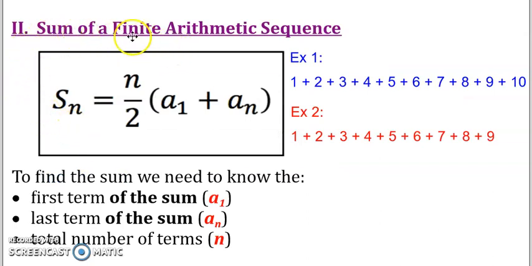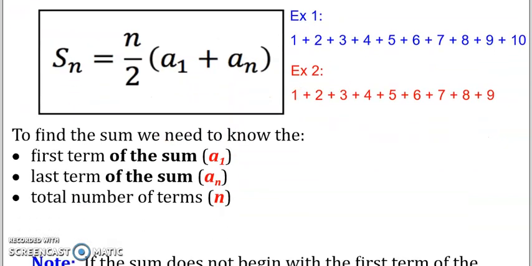So the sum of a finite arithmetic sequence. I guess we could call this a series, couldn't we? The sum of the first however many terms is going to be the number of terms divided by 2, chopping the number of terms in half, times the first term in your list plus the last term in your list. So the first term is a sub 1, the last term is a sub n, and however many terms that is represents n. So if I wanted the sum of 12 terms, that would be 12 divided by 2. What's the first term? What's the 12th term? Boom, go.